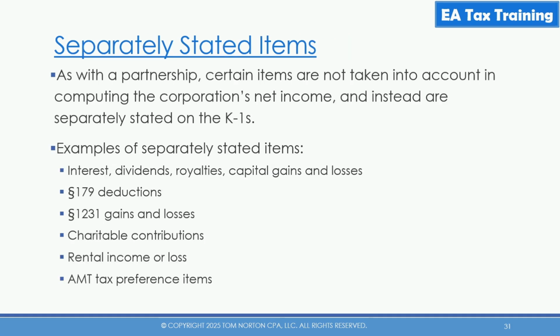Separately stated items. As with the partnership, certain items are not taken into account in computing the corporation's net income. Remember on page 1 where you show the income and expenses, there are certain items that are not included there and instead are separately stated on K1s to the shareholders. Examples of separately stated items: portfolio income, interest, dividends, etc., Section 179 deductions, Section 1231 gains and losses, charitable contributions, rental income or loss, and AMT tax preference items.